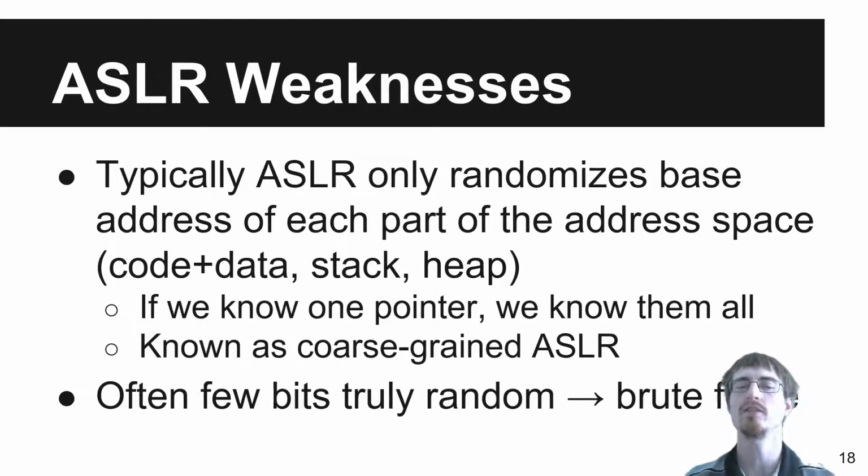Another issue is that few of the bits are truly random. Because of the way that the memory is managed, we can actually not use 64 bits to randomize. We have to use only some of the bits. So for example, the 12 lowest order bits indicate where in the page some piece of memory is. We cannot move that. We cannot move things within a memory page based on the way that the CPU organizes memory. So we lose those 12 bits.